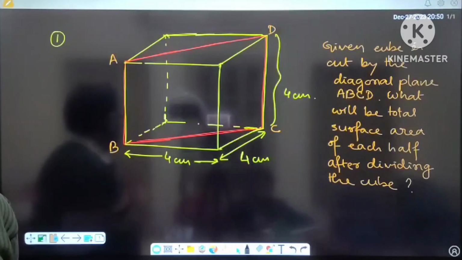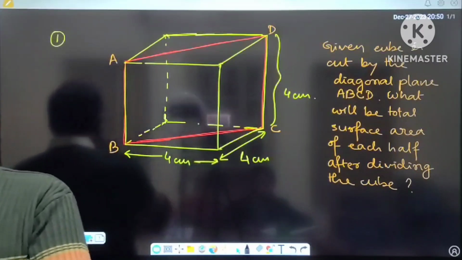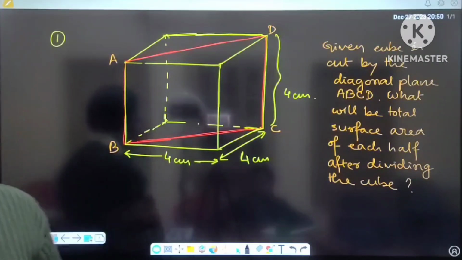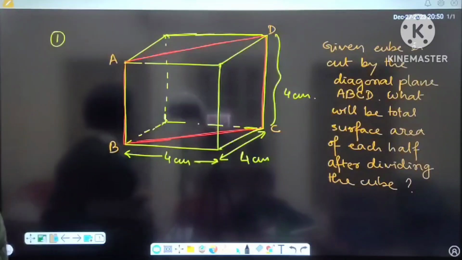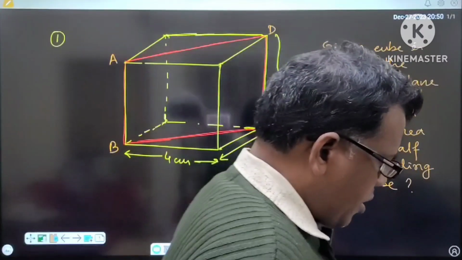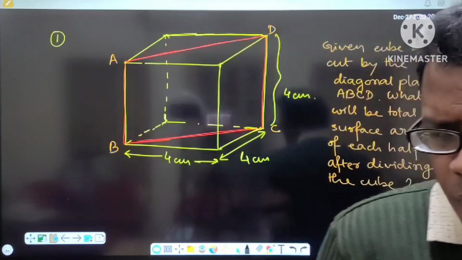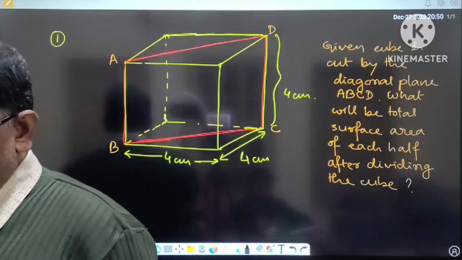First you need to identify that part, then only you can calculate the area of those surfaces, right? So what do you think, once this cubical body is cut by this diagonal plane ABCD, the plane divides the cube into two identical portions, right? Yes or no?